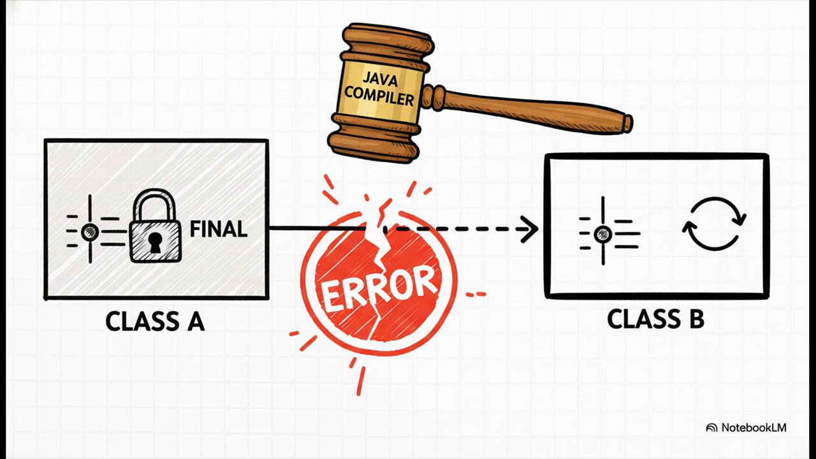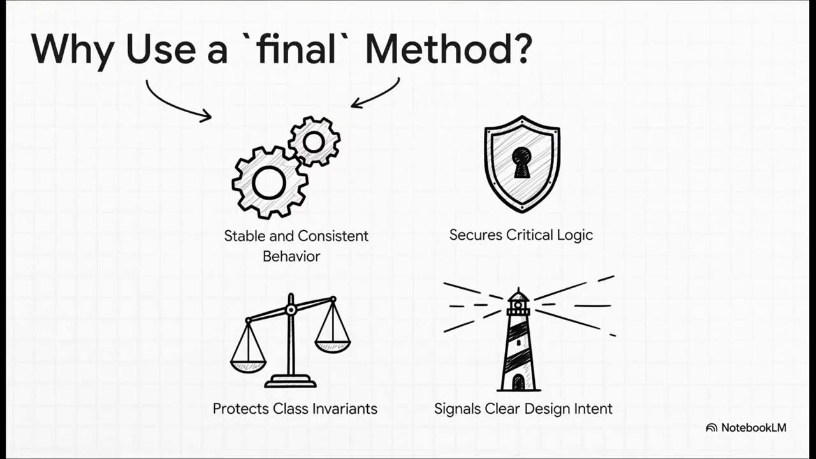If you have a final method in, say, class A, and then class B tries to waltz in and override it, nope, your code just won't compile. The compiler stops you dead in your tracks, which is great because it prevents a potential bug before it's even born.